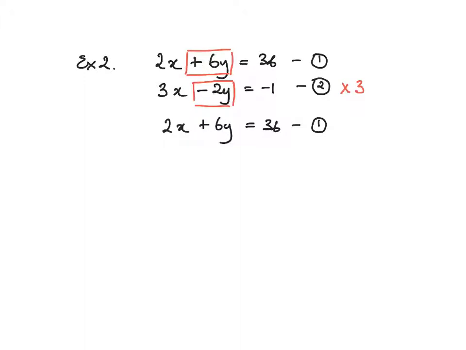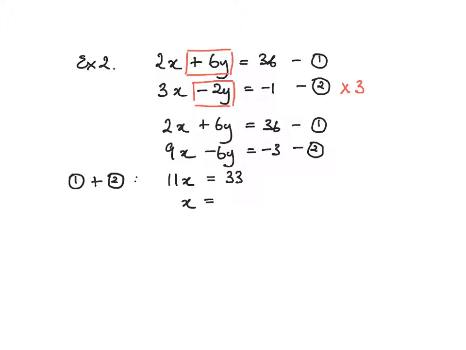Equation 2 times 3, 3 times 3x is 9x. 3 times minus 2y is minus 6y. 3 times minus 1 is minus 3. Now, we have the same number of y in both equations. One is positive and one is negative. What am I going to do then? I can now add both equations together. So 2x plus 9x is 11x. 6y plus minus 6y is 0. That's what we intended. 36 plus minus 3 is 33. And x then is 33 divided by 11, which gives us the answer 3.